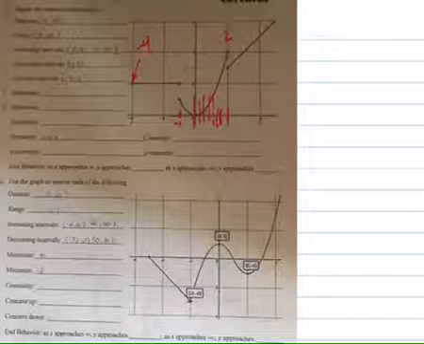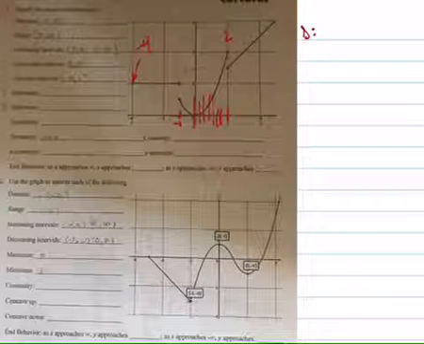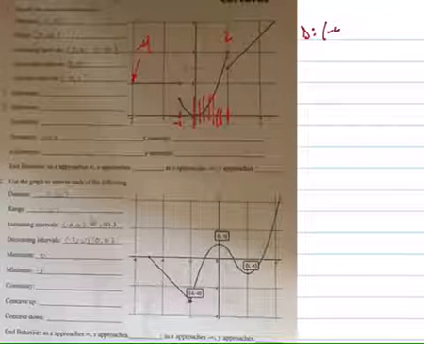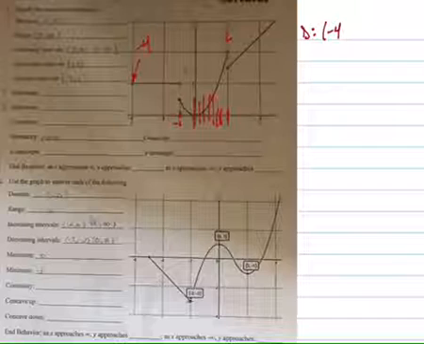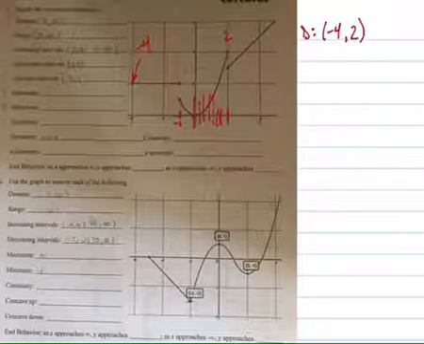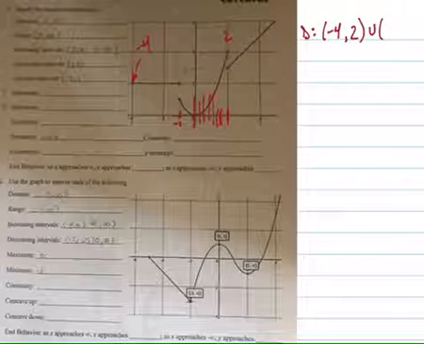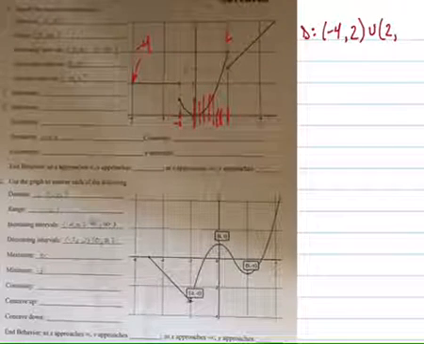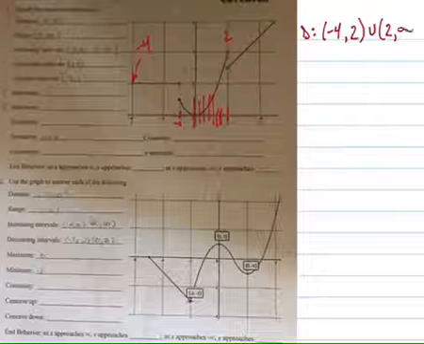So it looks like this graph, I'll write it to the right here. The domain, it looks like, will be from -4, not including -4, all the way to 2, not including 2, union from 2, and I'm going to guess it's to infinity.